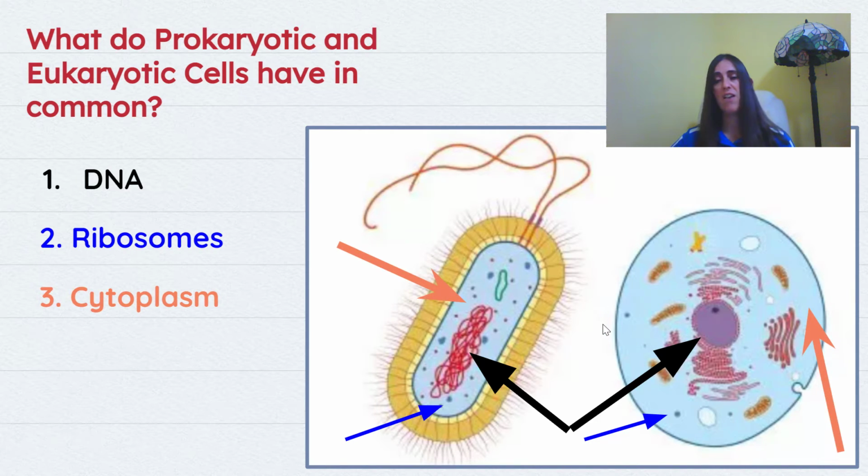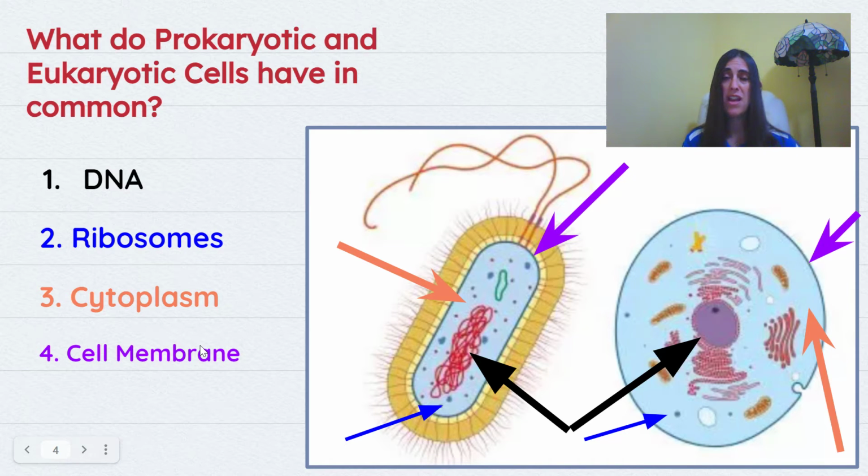The third thing that they have in common is cytoplasm. Cytoplasm is like a jelly-like substance that holds all the inside parts or organelles. And in this diagram, the light blue is all of the cytoplasm.